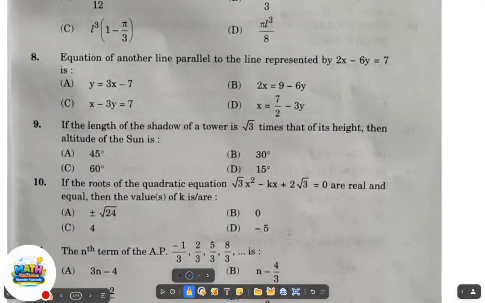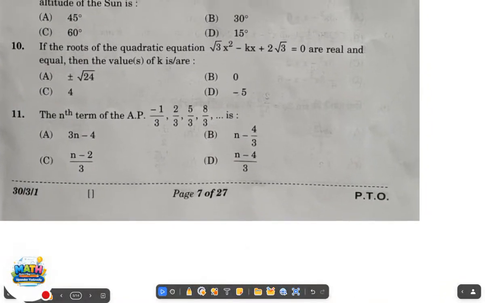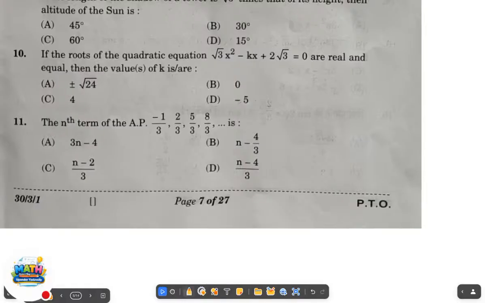Next. So the next, 11th question, is the nth term of the AP. Here the AP is given already, so there is no need to check whether it is an AP or not. We have to find the nth term. Let's write what the AP is here. The given AP is here.